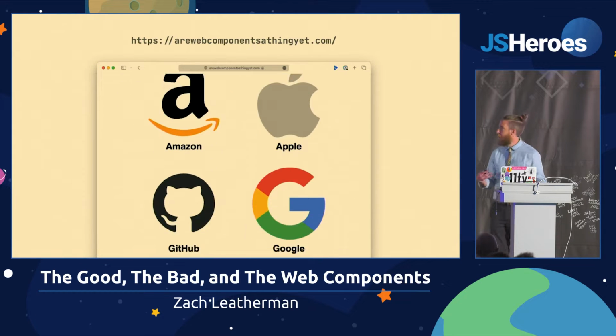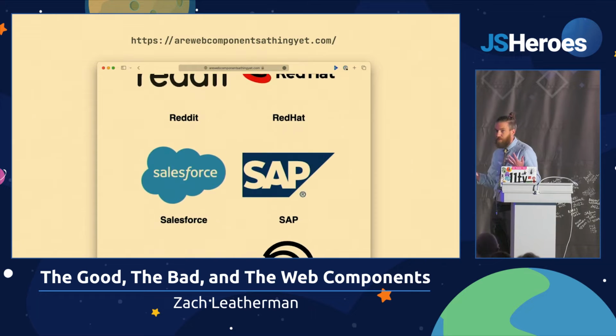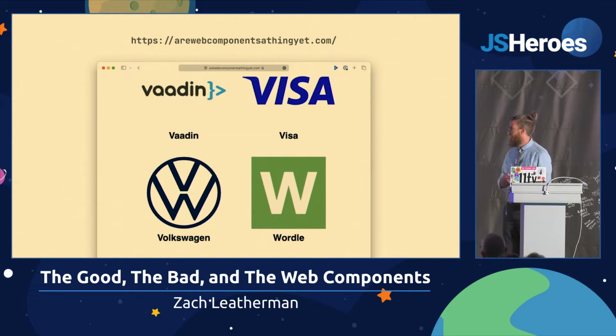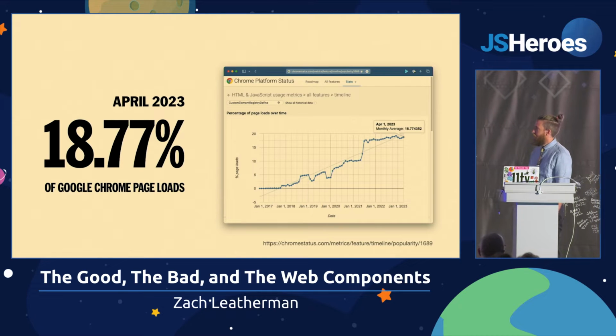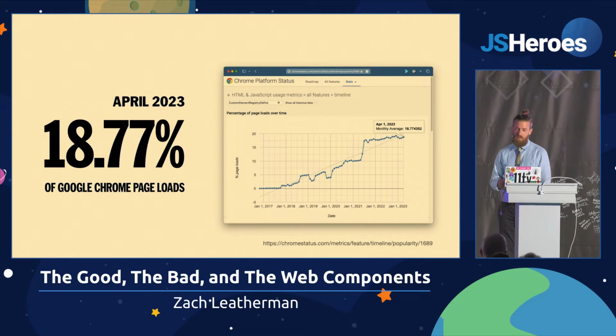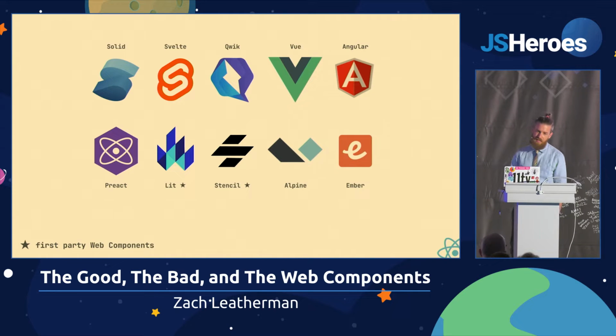So are web components a thing yet? Here's just a bunch of logos. Hey, we love logos, right? Yeah, imbibe those. Those are awesome. Google Chrome publishes some statistics on the Chrome platform status site. And in April of this year, almost 19% of Google Chrome page loads have used web components. So they're pretty popular. And of the component frameworks that have existed, these component libraries are adapting too.